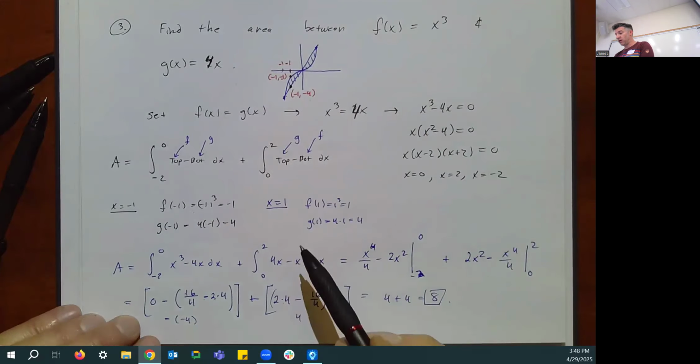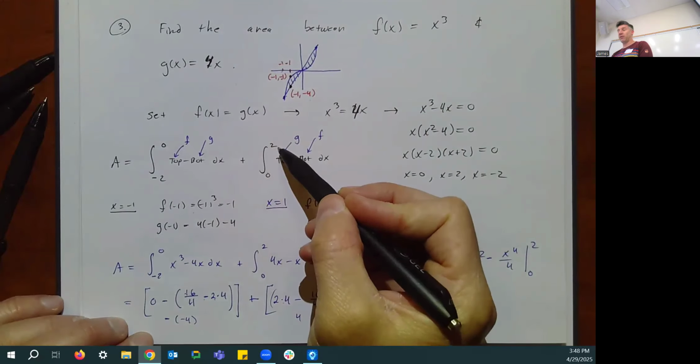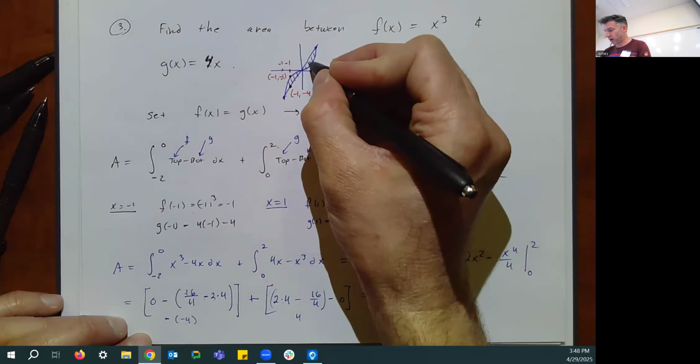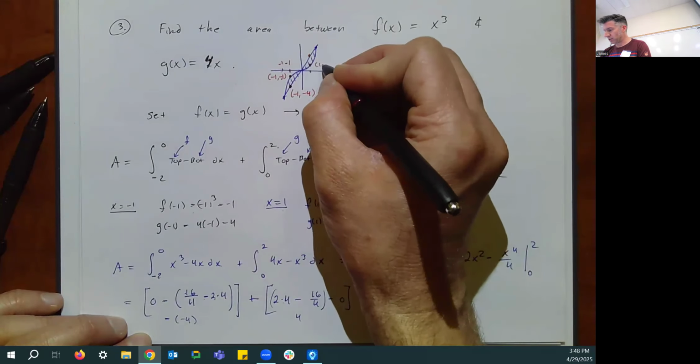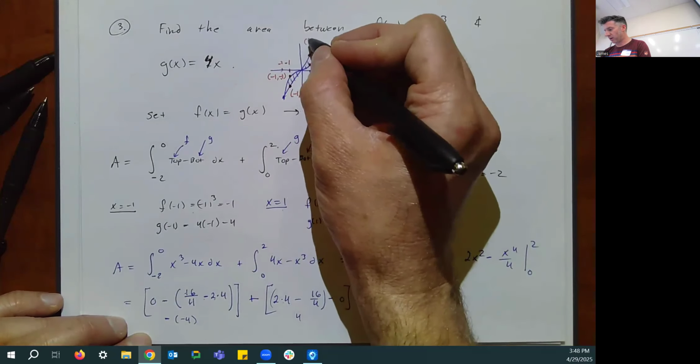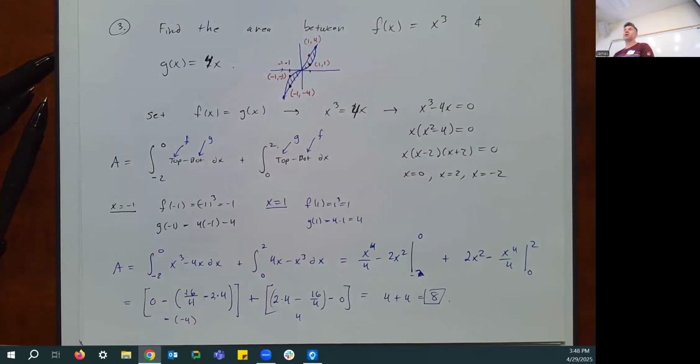And then similarly, between 0 and 2, I picked x equal to 1 to see which of these two functions was higher up. In this case, it was the straight line because on the curve I get 1, 1, and the line I get 1, 4. Use those numbers to test out which is higher. Exactly.